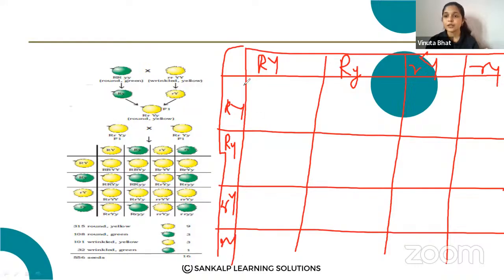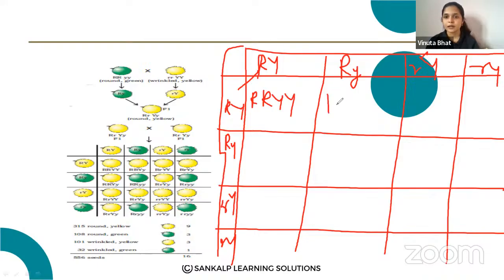So next you should multiply this. When these gametes were fused, these are the gametes produced by the male and this is by the female. So you should fuse that. When they fuse, R, first R, R, Y, Y. So all are round yellow, right?